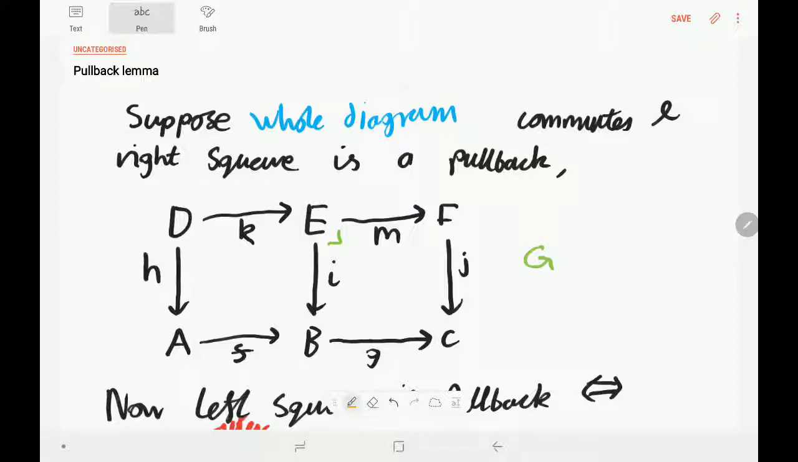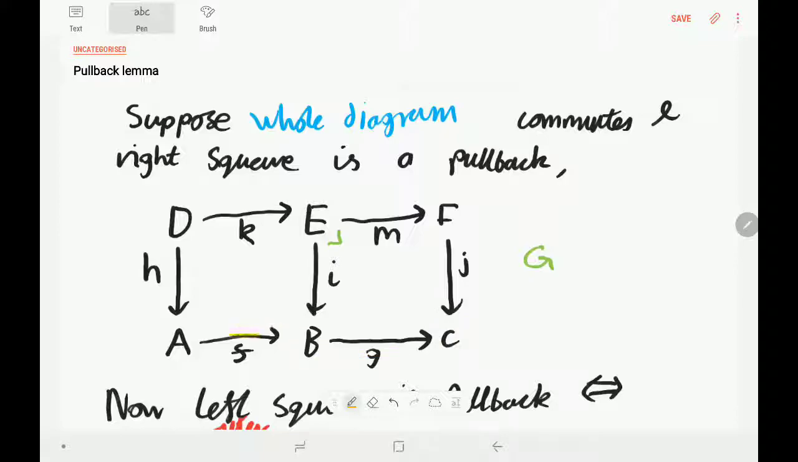And then what this pullback lemma is saying is that if we then take that I and we pull that back along F, so then we'd be working out the pullback for this left square, we'll get some D, and that D can also be considered to be a pullback of J along G after F.